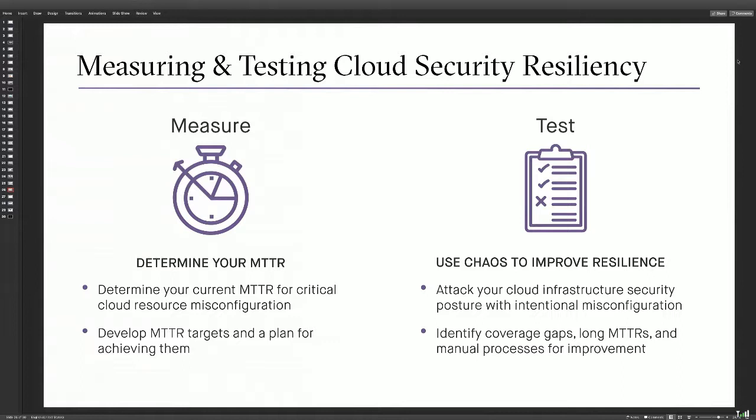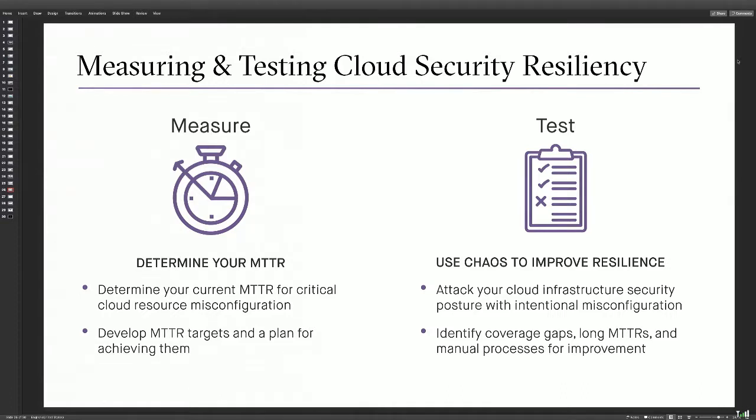And then test the resiliency. Again, going back to using chaos to improve resiliency. Attack the infrastructure security, misconfiguration. By the way, do this in dev or test, not prod. You'll see with Netflix, they do a lot of chaos engineering in production.